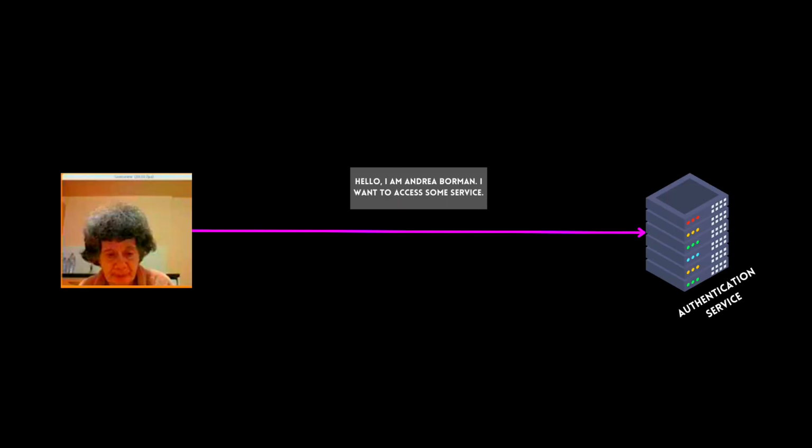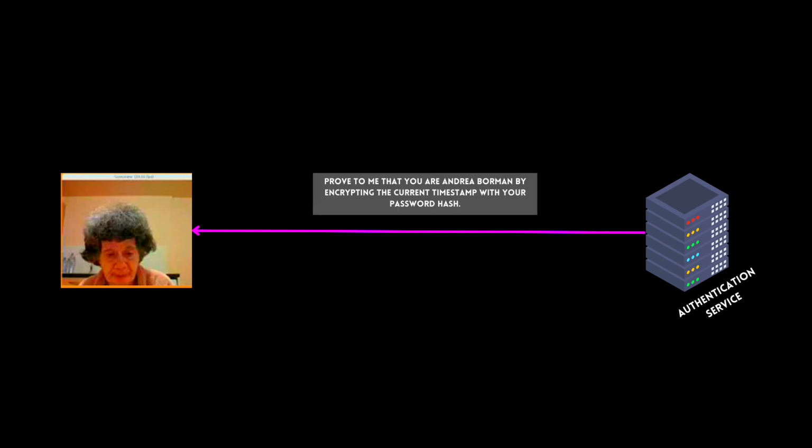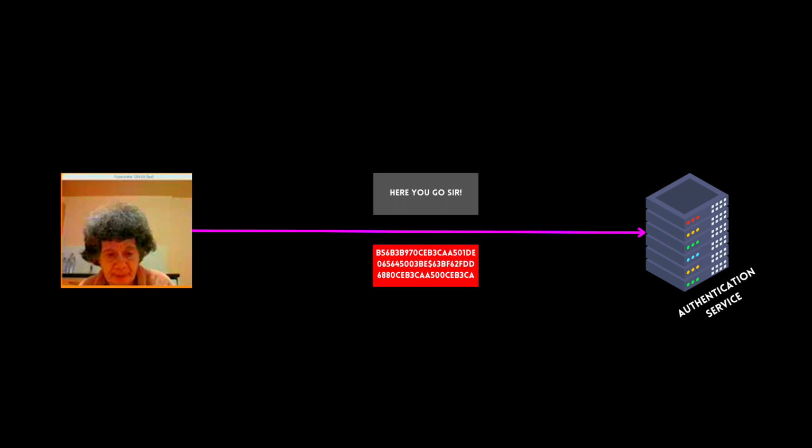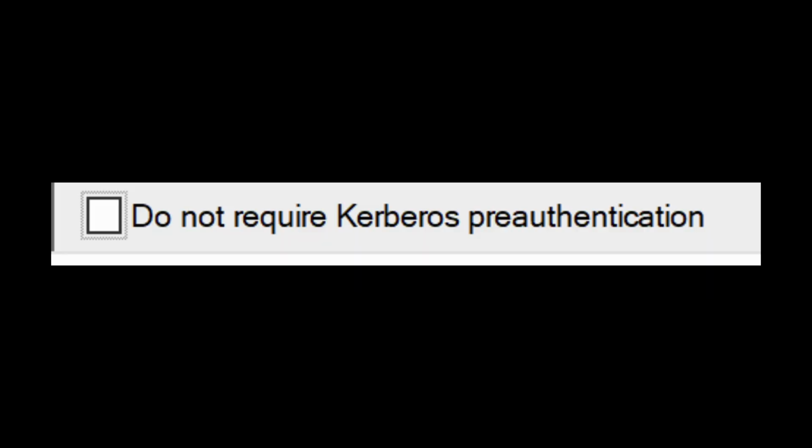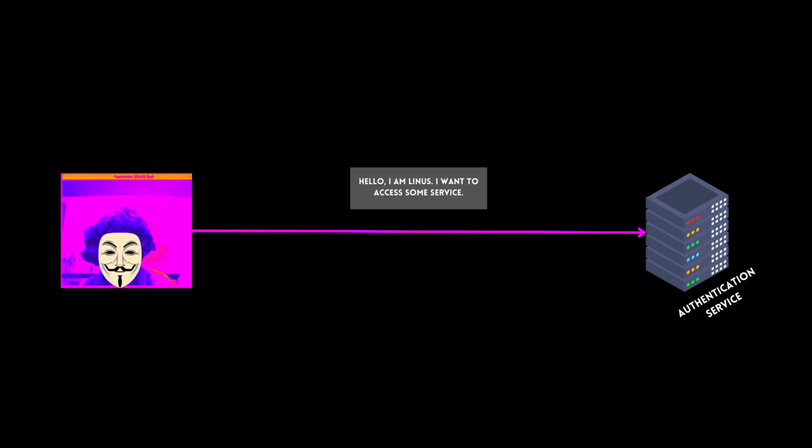The first step in getting a TGT is for the user to contact the authentication service and tell it its username. The authentication service will require the user to prove its identity by encrypting the current timestamp with its password hash. If the user was able to perform the challenge, that means the user is legitimate, and the authentication service will send back a TGT, which is also encrypted with the user's password hash. That challenge is called Kerberos pre-authentication. However, if the pre-auth challenge is disabled, anyone can request a TGT for any user.